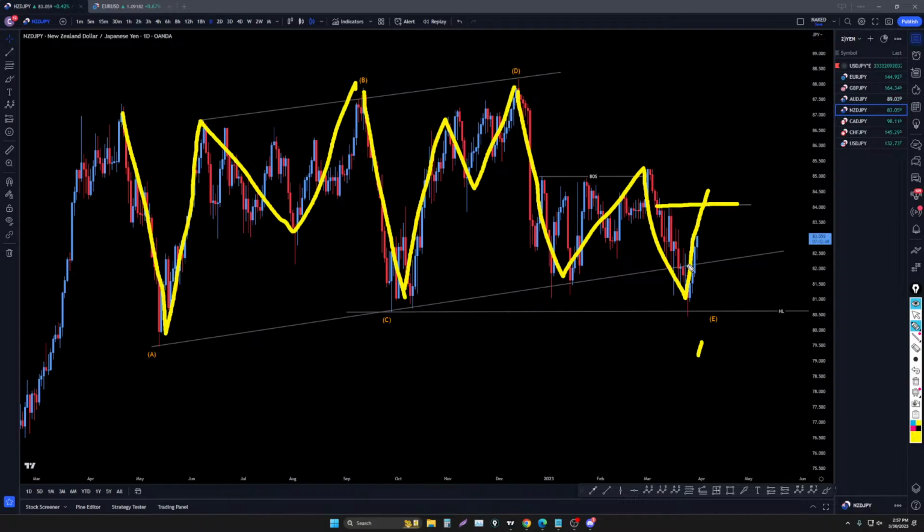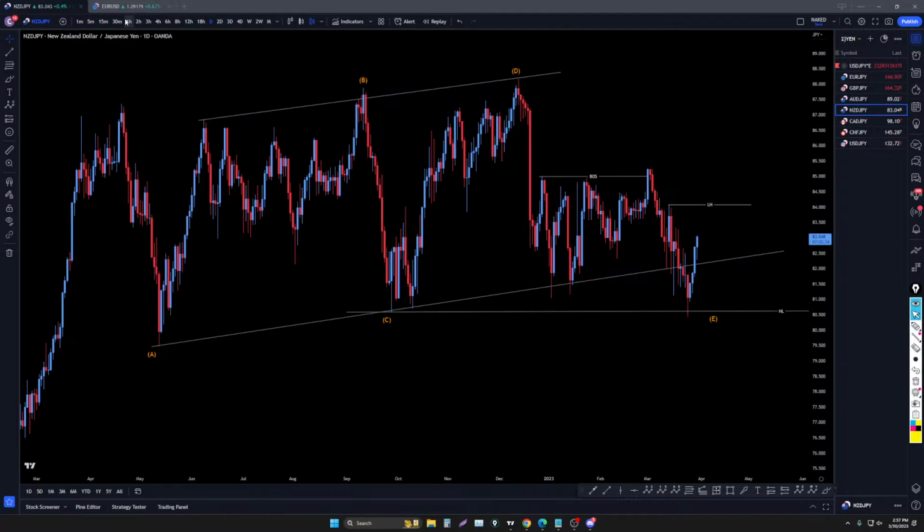It hasn't broken structure yet, but I do believe that it will break structure, and I do believe that it will end up continuing the uptrend. So I'm definitely looking for longs. I have been looking for shorts for a few weeks now, but now I'm back to looking for longs on basically all the yen pairs.